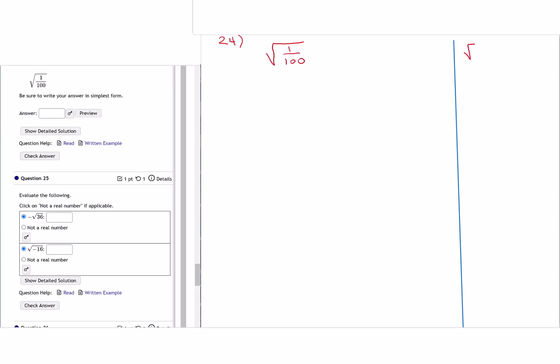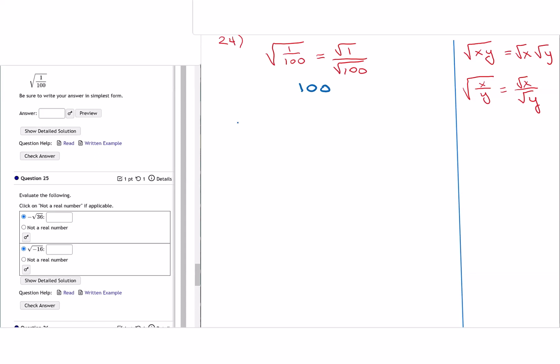If I have the square root of x times y, that's equal to the square root of x times the square root of y. If I have the square root of x divided by y, that's equal to the square root of x divided by the square root of y. That's the one I need here. This is equal to the square root of 1 divided by the square root of 100. And many of you may know what the square root of 100 is, so you can just put it in. If you don't know, this is the way I'm going to teach you how to do radicals.